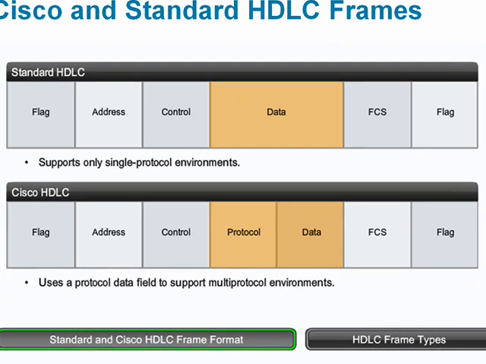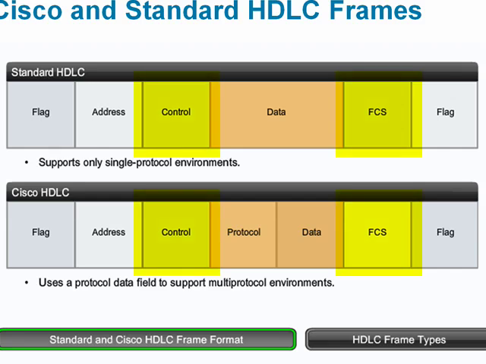Cisco HDLC is the default encapsulation type on point-to-point connections, dedicated links, and circuit-switched connections when the link uses two Cisco devices. Cisco HDLC has the added value of its capability to support multiple protocols, whereas standard HDLC supports only single protocol environments. HDLC uses synchronous serial transmission to provide error-free communication between two points.